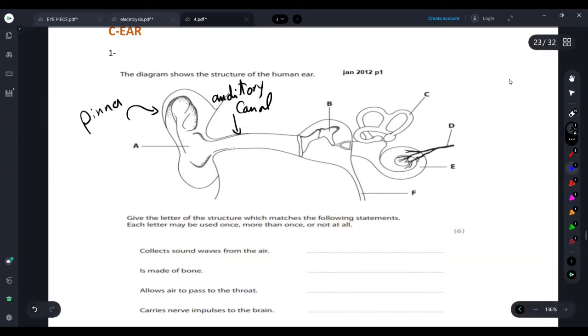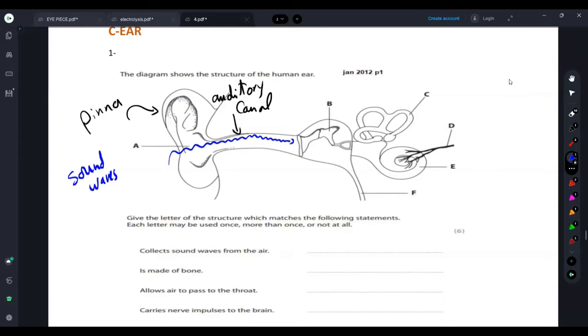So remember that we start the journey with waves. Sound waves are collected by the pinna, then they are directed along the auditory canal down to the middle ear. So this is the outer ear.